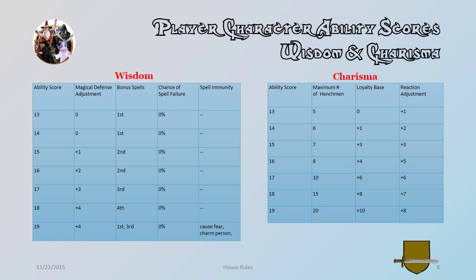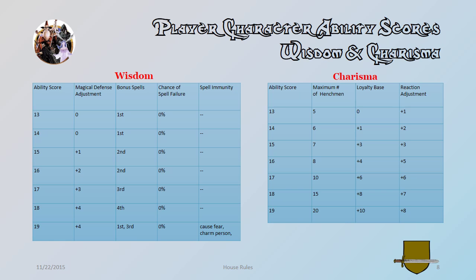Wisdom really plays into it if you're being a priest. The magic defense adjustment actually plays into anyone whenever you're going to make a saving throw versus a magical effect. Bonus spells are for priests and rangers at their level, and paladins when they can begin to cast priest spells. Chance of spell failure, you would roll that if you had a lower wisdom and you were casting a spell, and you'd have a chance that your spell would fail.